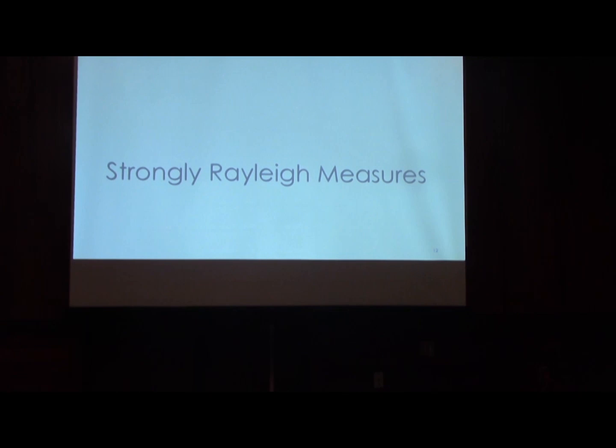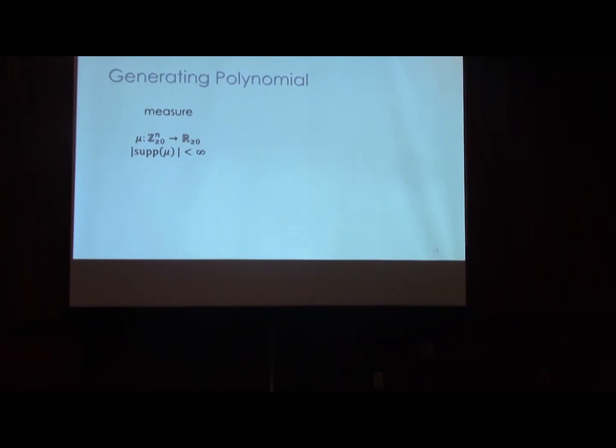Because I'm going to now study their relation with probability. So far we have been looking at the values of the real stable polynomials. Now we are going to be looking at the coefficients. So first I have to define generating polynomial. Let's say that we have a measure, so a function that assigns to integer vectors with non-negative components, let's say, positive real numbers, or non-negative real numbers.